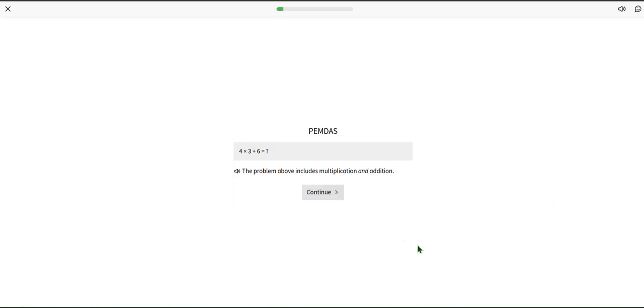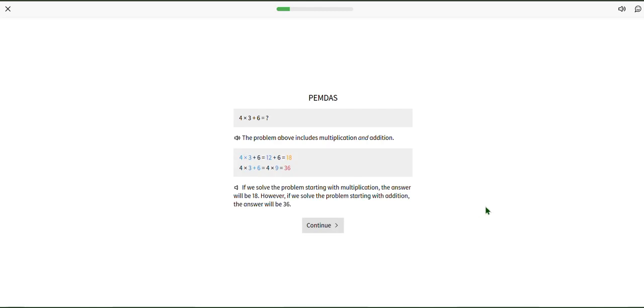The problem above includes multiplication and addition. So this one's a bit simpler because the multiplication comes first anyway. You just solve it outright. If we solve the problem starting with multiplication, the answer will be 18. However, if we solve the problem starting with addition, the answer will be 36.